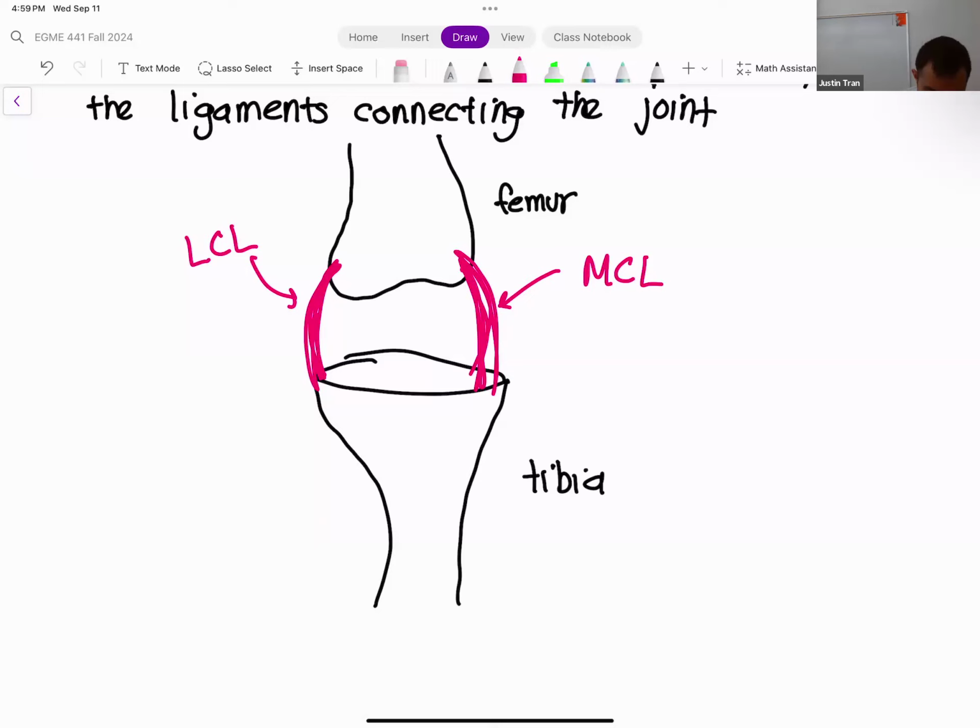Okay. And then there are also two ligaments that run on the inside. There is one that runs from front to back, and that's hard to illustrate here. So this is the ACL. Okay. That stands for anterior cruciate ligament.